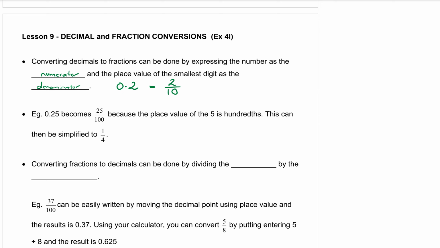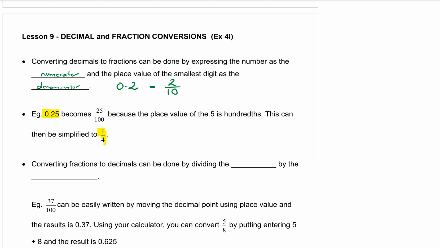0.25 becomes 25 over 100 because the 5 is in the hundredths position. Okay? This, of course, can be simplified though. The ones we were doing yesterday, we didn't simplify. Today we're going to go the extra step further and simplify the fractions.